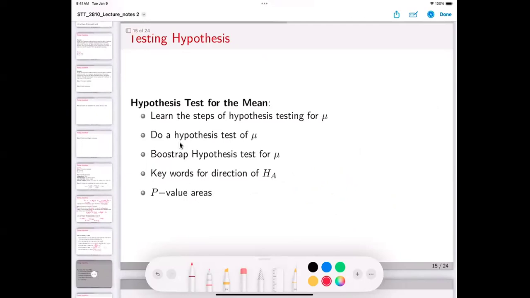Today, what we want to do, remember, we've learned how to test hypothesis for what? Proportion. Is that okay? One sample proportion. Now I want to test hypothesis for the mean. Is that okay? It's going to be same approach. So we are going to learn how to do hypothesis testing for the mean. We'll do one hypothesis, do bootstrapping, and learn how to calculate p-values.